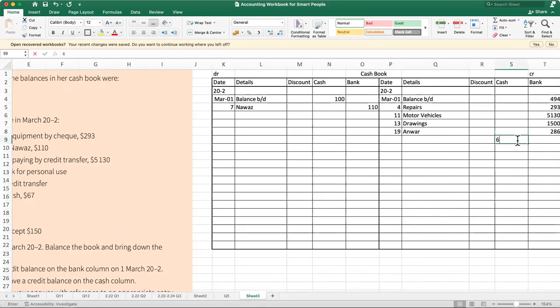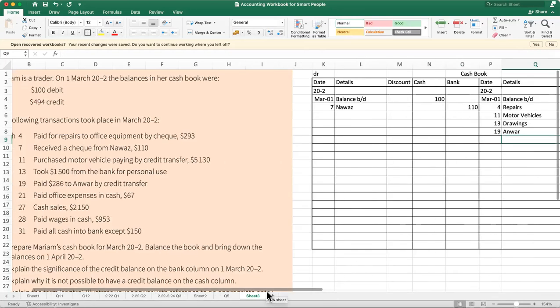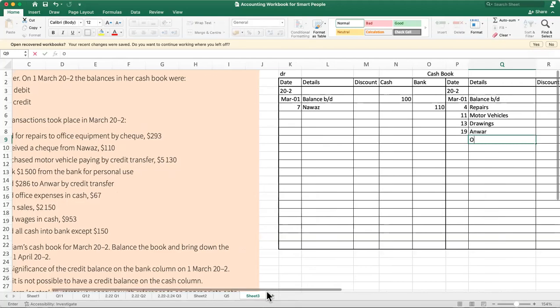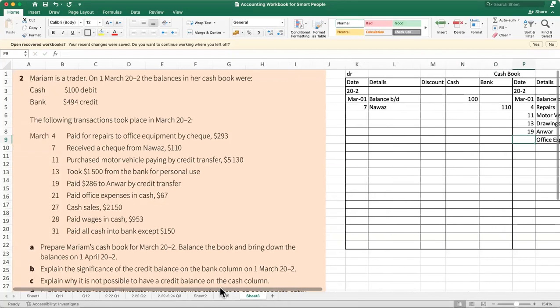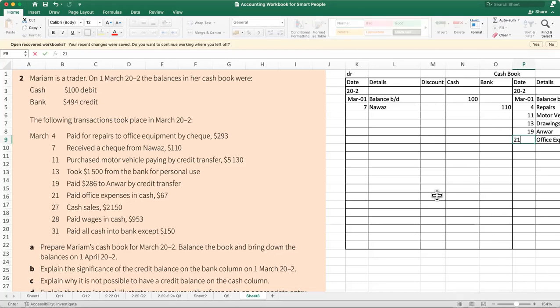Paid office expenses in cash, 67. Okay, here is something that you can look. You have $100 and then you're paying 67. Well, that is fair. But if you have less than that, you cannot pay because for cash, it is impossible to have a negative amount. Office expenses. So now if you, after this, you have something called like printing whatsoever that is relatable to your office expenses, then please put it under office expenses. Don't open another printing account or whatsoever. So this is what I meant by logical.